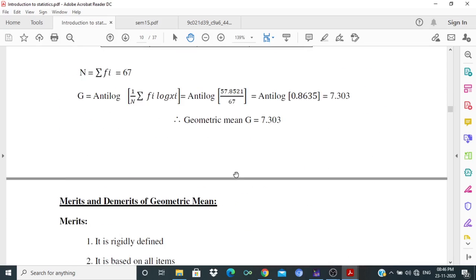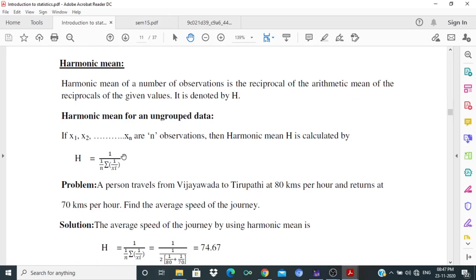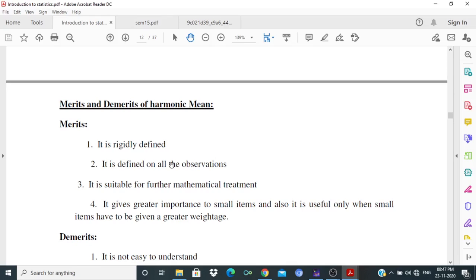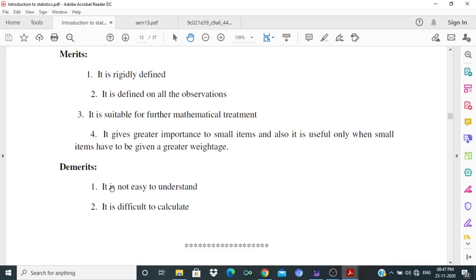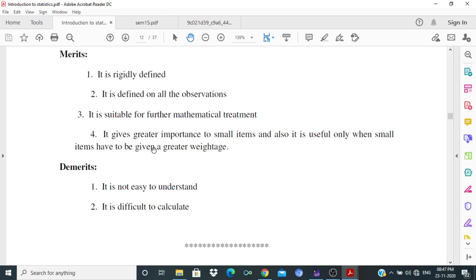Merits, demerits, geometric mean, transformation, harmonic mean, merits, demerits. If zero values are there in the data, we cannot calculate the geometric mean. It is suitable for finding averages of ratios, rates, percentages, etc. And harmonic mean for grouped frequency distribution: merits and demerits. Rigidly defined, based on all observations, suitable for further mathematical treatment, easy to understand, but difficult to calculate. If the data involves speed, distance, that type of variables, we can use the harmonic mean.